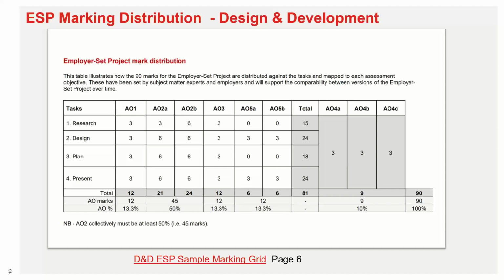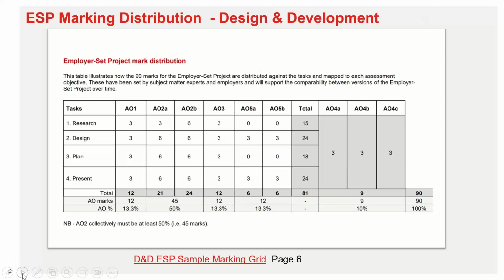So for instance, in task 1, there is no AO5A or AO5B being assessed. But you can see there's a lot of weighting on AO2A and AO2B, which is application of core knowledge and core skills right the way throughout the ESP. And you can see AO4A, AO4B and AO4C is taken throughout the project, where there are 9 marks, 10% in total, for your digital, mathematics and English skills. Again, there's another link to this one.